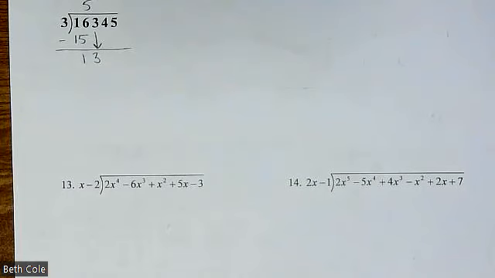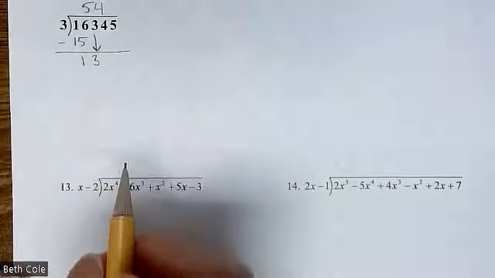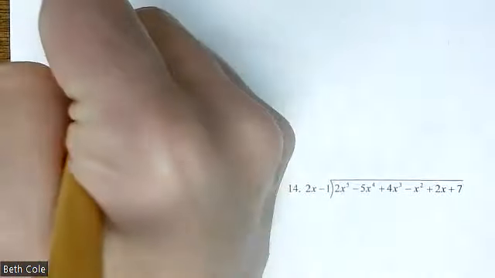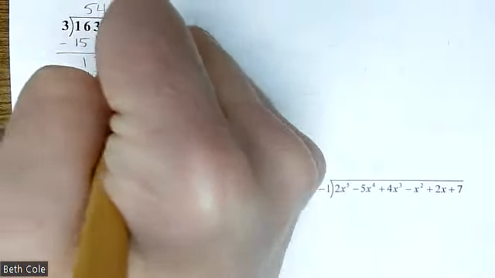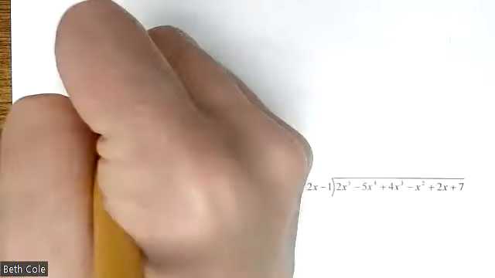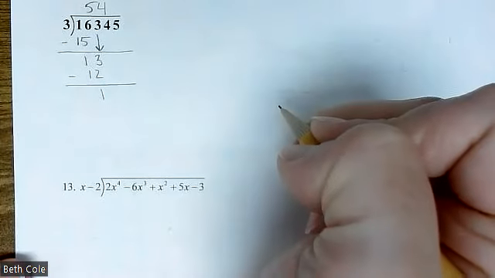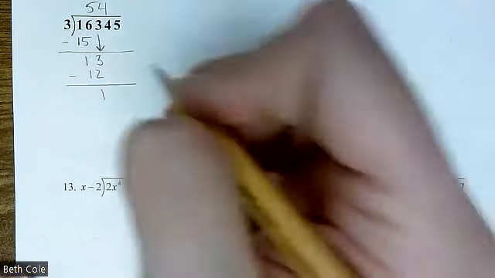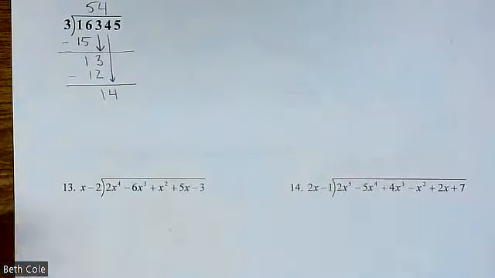It's cyclic, all right? So 3 goes into 13. How many times? How can you get as close? 3 times 4, so 4 is going to go up here. 3 times 4 is 12. We're going to subtract. 13 minus 12 is 1, and then what? Drop the 4 down. Do it all over again. It's a cycle.